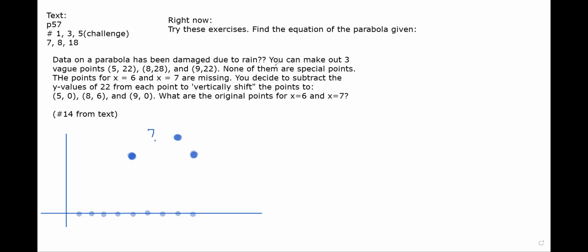So what this person did in the textbook, or in this case you decided, was to subtract all the y values by 22, which means I am vertically shifting everything down 22. My 5, 22 becomes, I'll use black, here. My 8, 28 becomes 6. And my 9, 22 just becomes 0. So the question is, what are those?